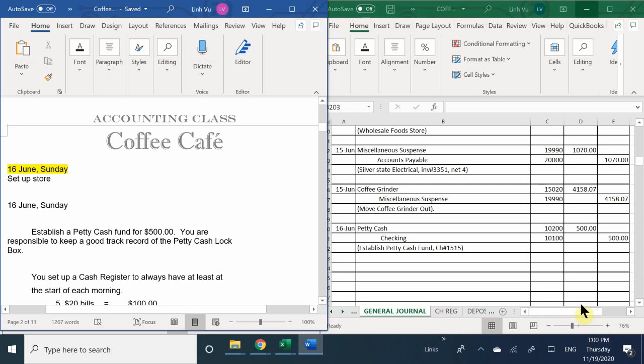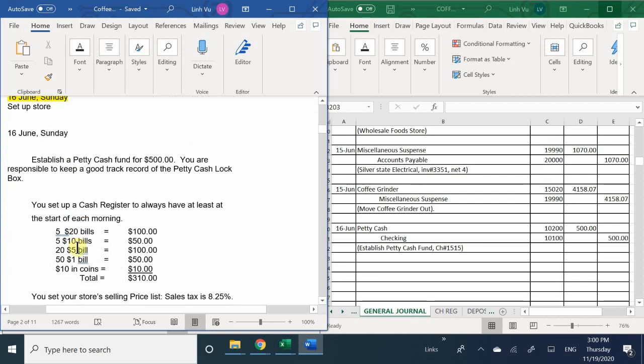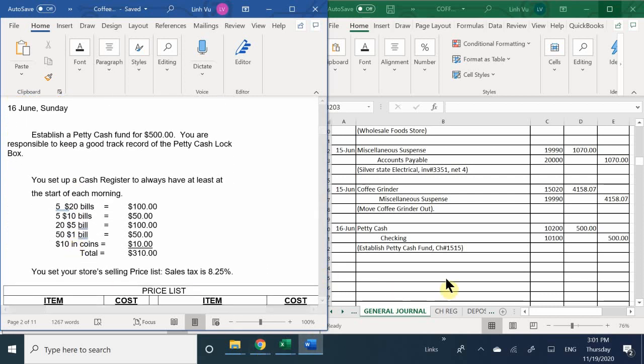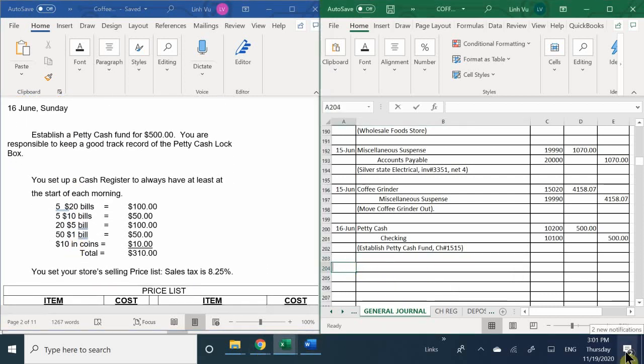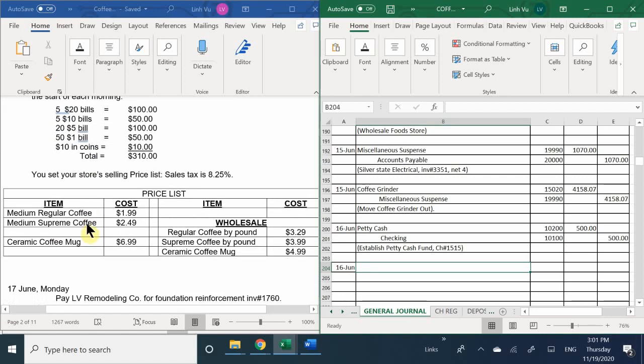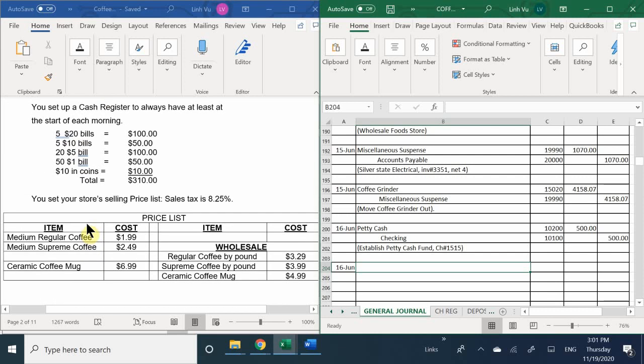Okay, so we just finished establishing our petty cash fund. So what is next? You set up a cash register to always have at least, at the start of each morning, five $20 bills for $100, five $10 bills for $50, $25 bills for $100, $50 and/or $51 bills for $50, and $10 in coin, equaling $310. And you also set your store's selling price list, and sales tax is going to be 8.25%.